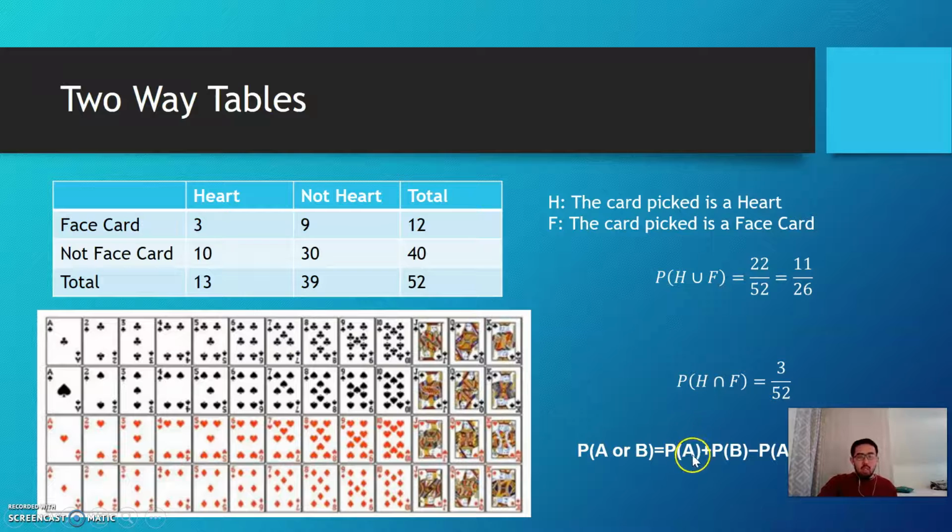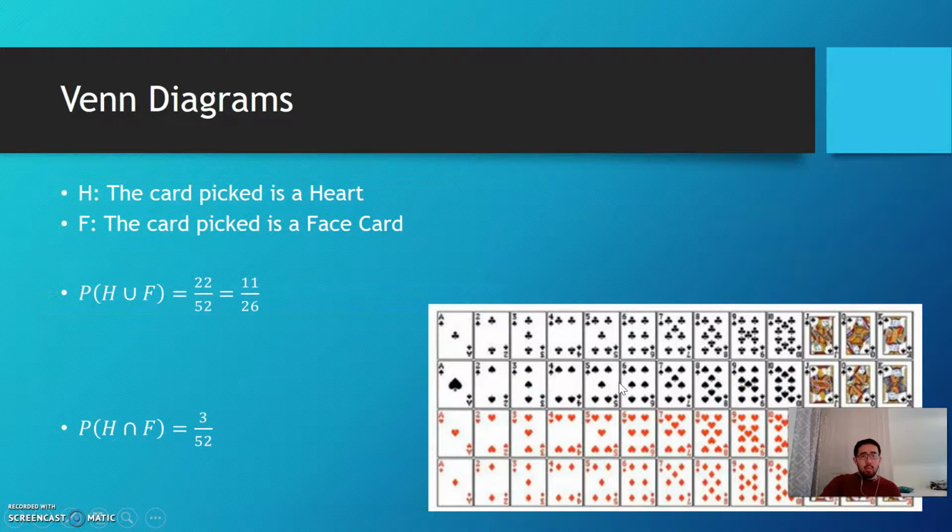So what if this was H? The probability of getting a heart is 13 out of 52. The probability of getting a face is 12 out of 52. If you add those two together, you get 25 over 52. If you subtract the intersection of heart and face, this value right here, 3 out of 52, you get 22 out of 52, which is the union, the probability of A or B. Whoa! That's pretty cool, isn't it? That's how they're related.